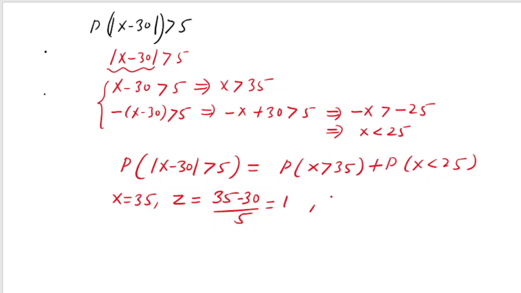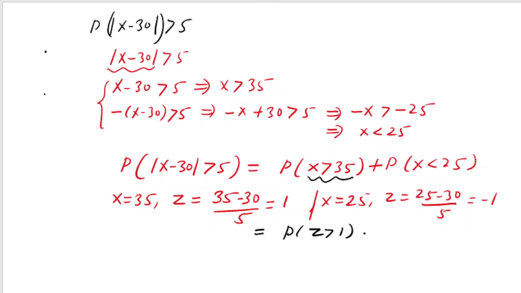And for x is equal to, if I draw this here, 25, what is z? So z is equal to 25 minus 30 by 5, that is equal to minus 1. So this probability, let me change the color. I will be calculating probability for x greater than 35, which is equivalent to z greater than 1, and x less than 25, this corresponds to z less than minus 1.